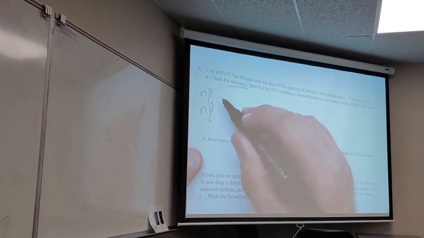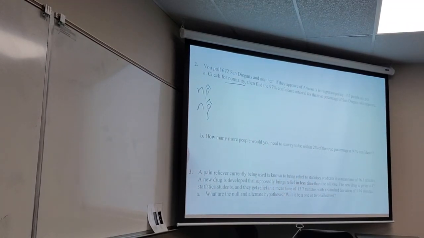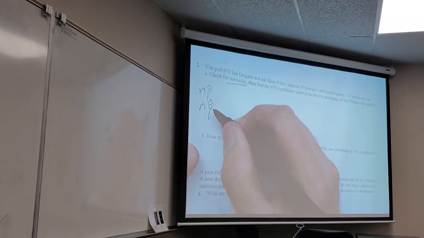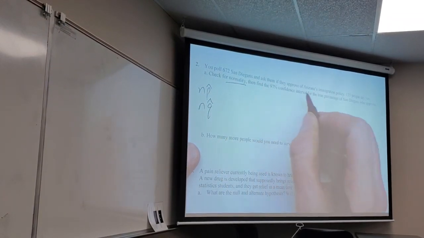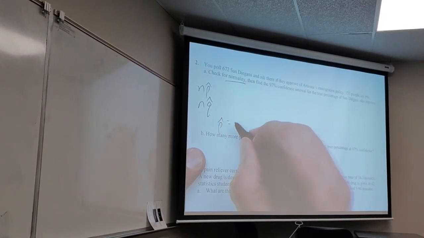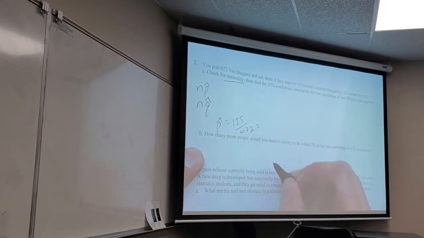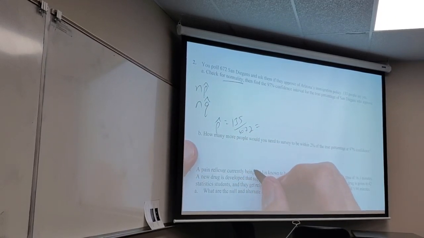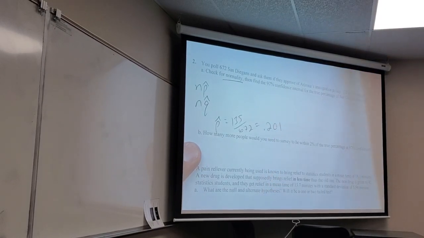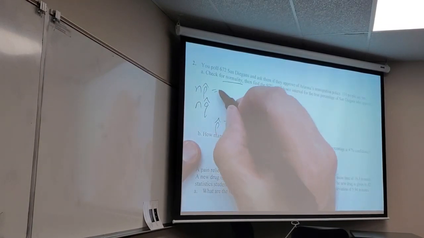For confidence intervals, I don't know what p is. For hypothesis tests, we're assuming we know what p is. So here I have to use the hatted ones, right? We don't know what p hat is though yet, do we? What is p hat? 135 out of 672. 0.201? Yeah.